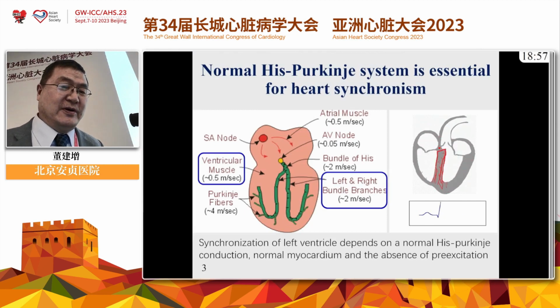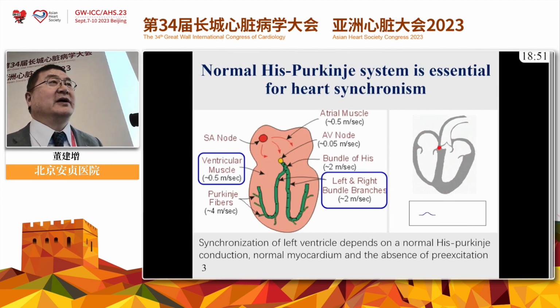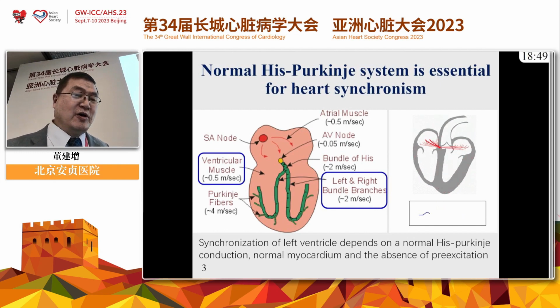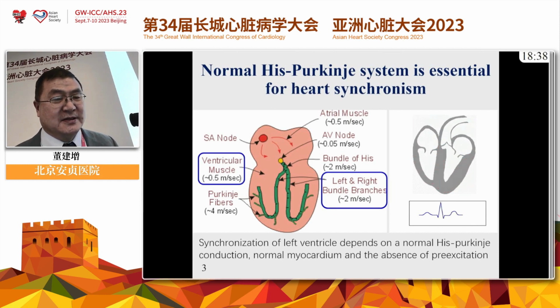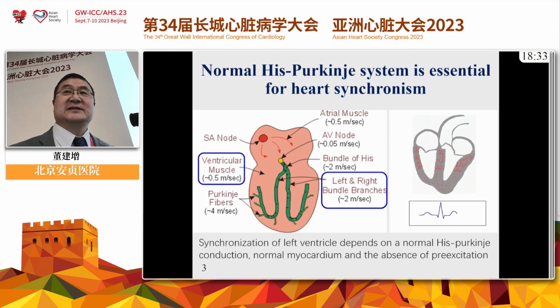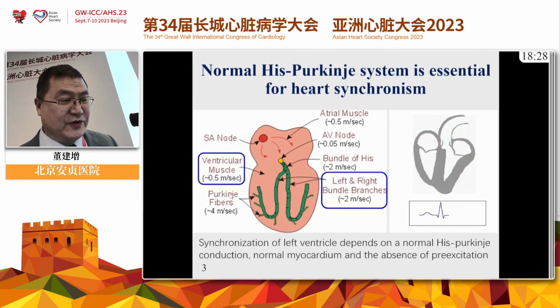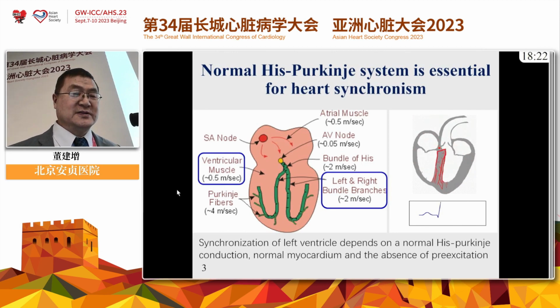The synchrony of the left ventricle depends on the normal His system conduction, normal myocardium, and no pre-excitation. Here, I want to emphasize that the activation conduction is very fast inside the His system. It is much faster than conduction inside the ventricular muscle. The conduction velocity inside the muscle is just one quarter of that in the His system.